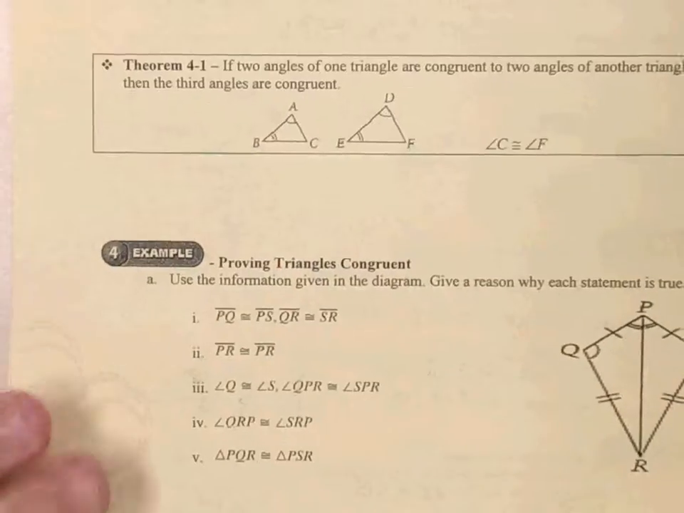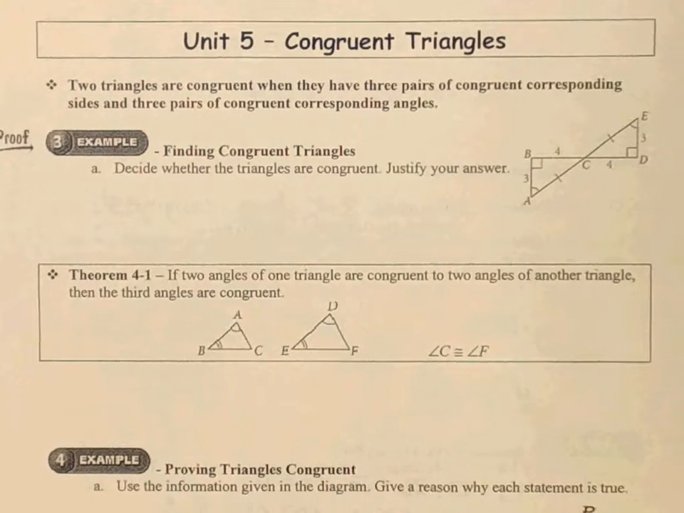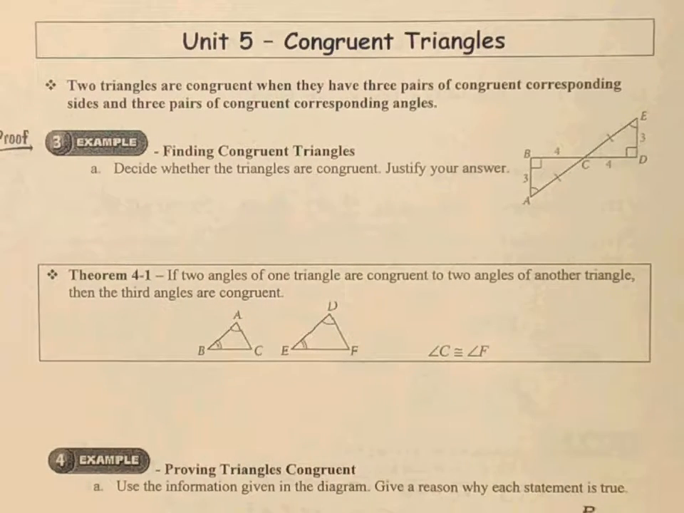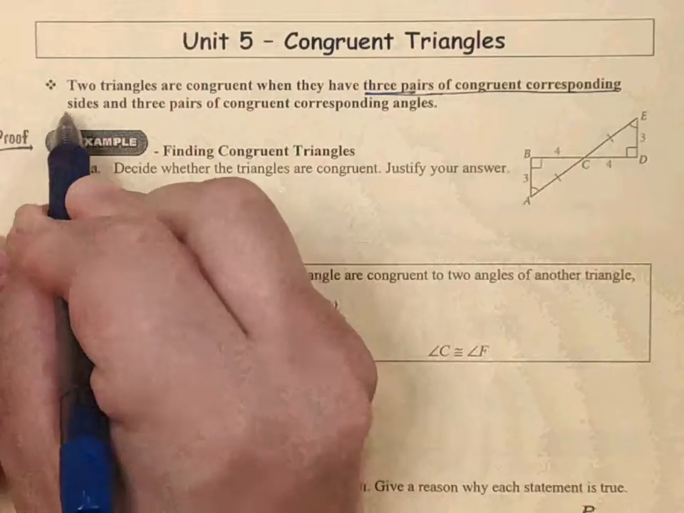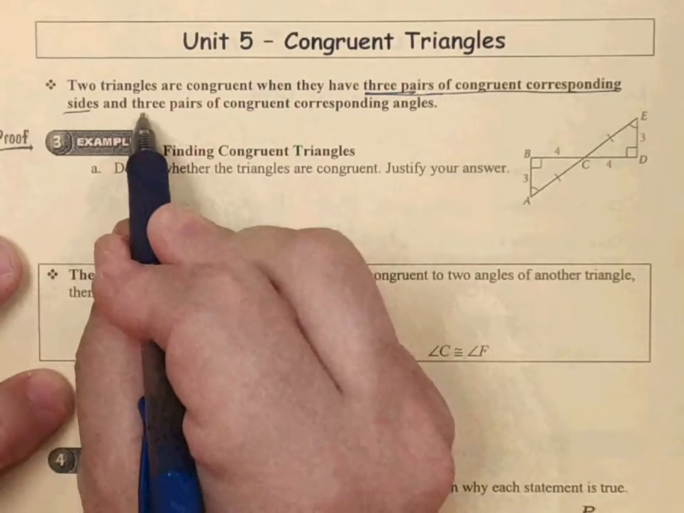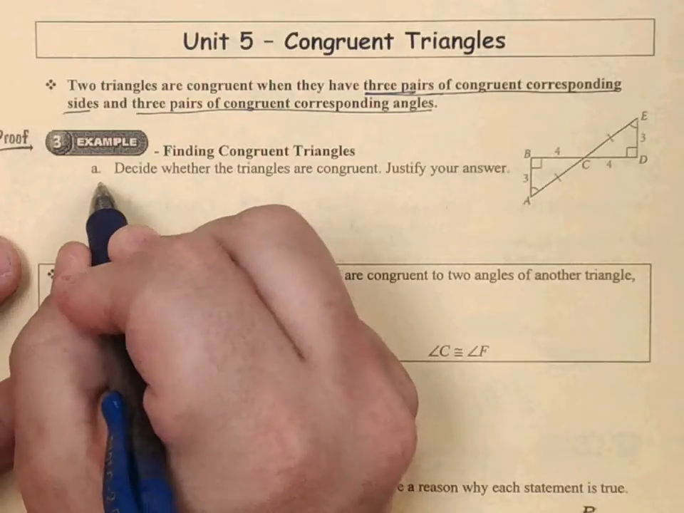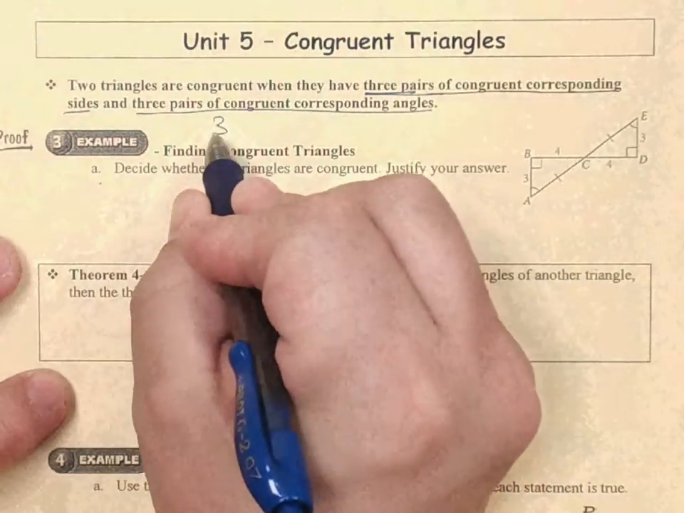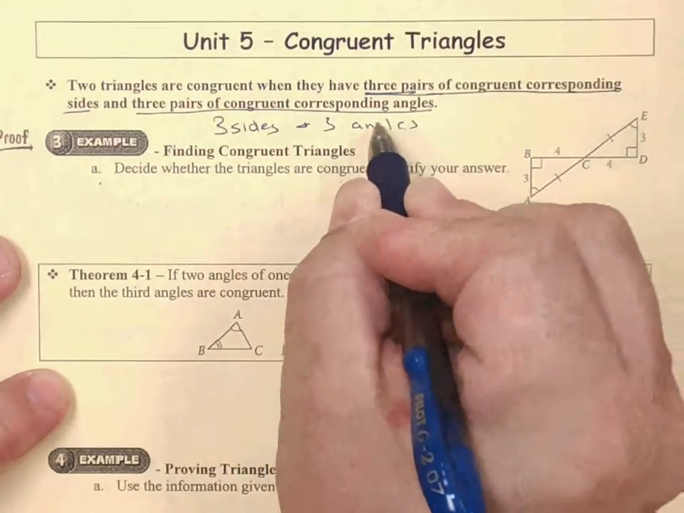Alright, a few more things to talk about. Now we're going to start talking about these corresponding parts of congruent triangles. In order to show that two triangles are congruent, they have to have three pairs of congruent corresponding sides and three pairs of congruent corresponding angles. So they need three sides and three angles.